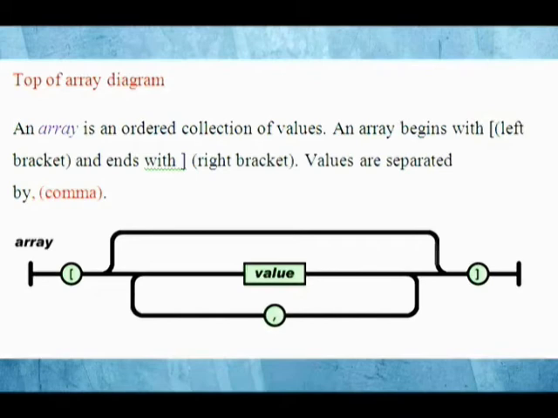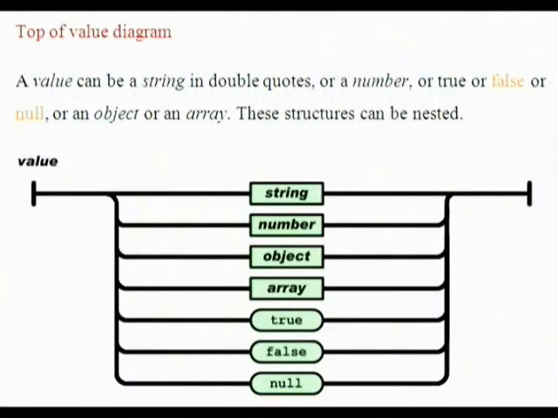Top of array diagram. An array is an ordered collection of values. An array begins with a left bracket and ends with a right bracket. Values are separated by a comma. Top of value diagram. A value can be a string in double quotes, or a number, or true or false or null, or an object or an array. These structures can be nested.